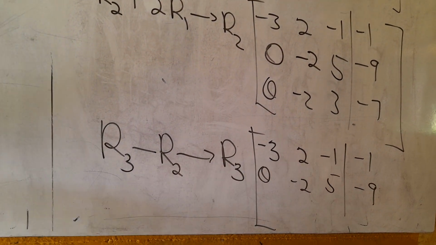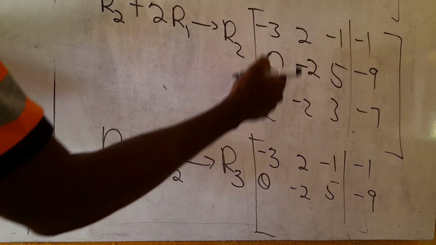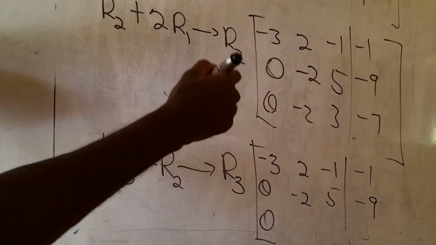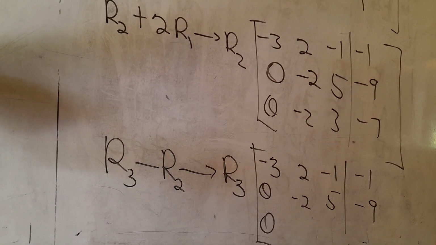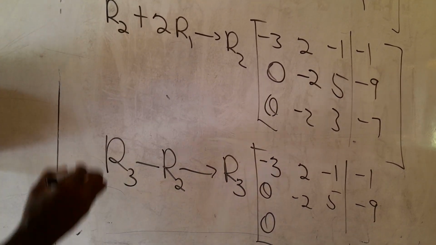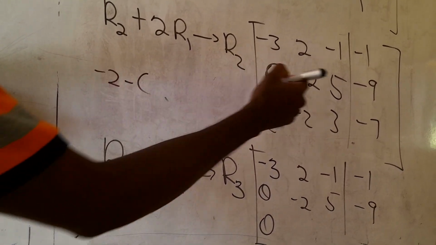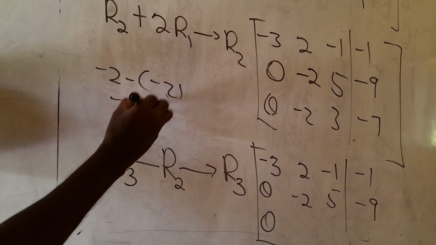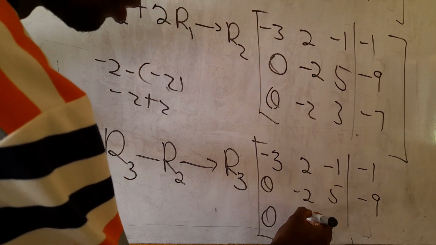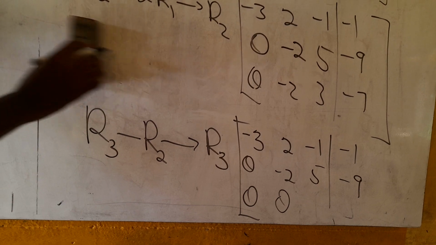Only the third. So we subtract this from this. 0 minus 0 will be 0. Negative 2. See, negative 2 minus negative 2. It will be negative 2 plus 2. That will be 0. I hope you get that.